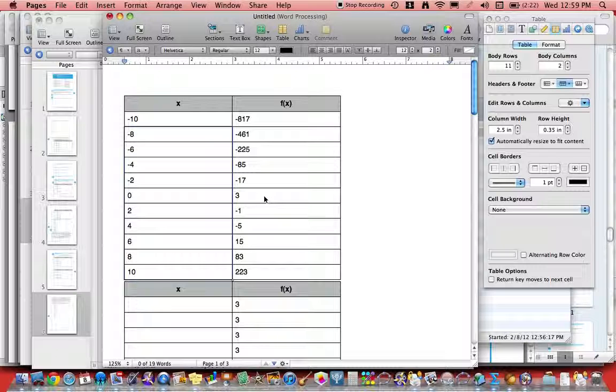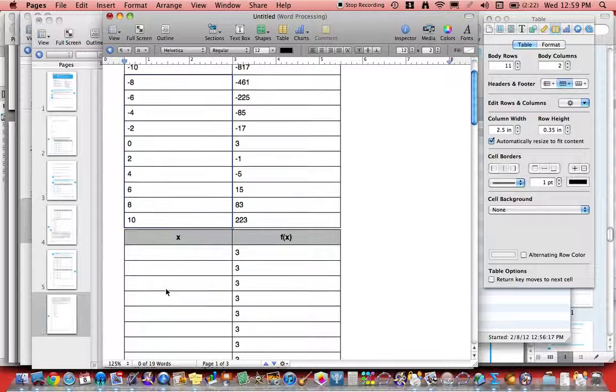Who can tell me, looking at these, approximately where the zeros might be? In between negative 2 and 0. Yeah, in between negative 2 and 0 because? Because that's where it switches from negative to positive. It changes signs. Is there another possibility? Somewhere between 0 and 2. Between 4 and 6. Yeah. Let's explore those more deeply.